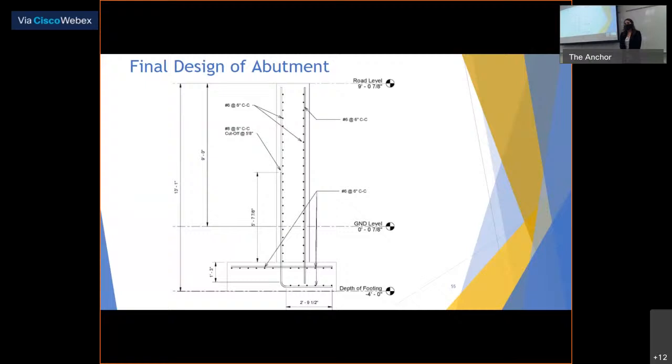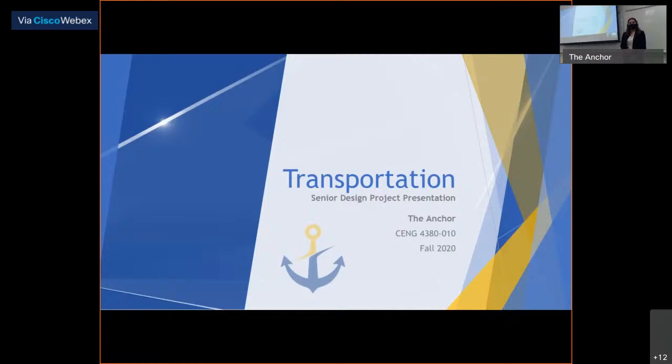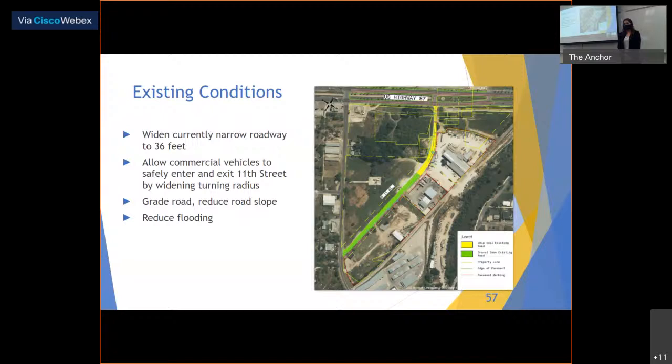Hi, my name is Taylor Holscher, and I'm going to be telling you all about the transportation portion of this project alongside my team members, Damon, Erica, and Patrick. I'm going to begin by telling you about the existing conditions of the roadway. Here in the picture on the right, you can see that this is the current 11th Street roadway. The yellow portion of the roadway is what our project covers. As you travel down 11th Street towards US Highway 87, you can see that the roadway narrows.